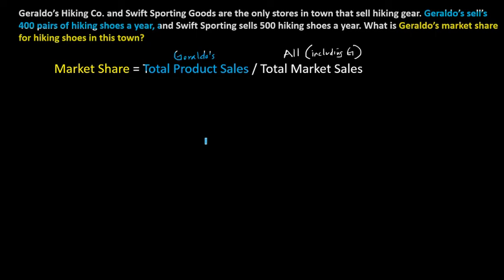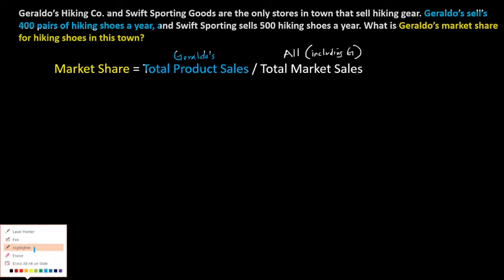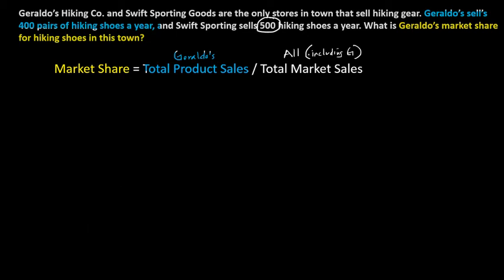We need to divide that by the total market sales. Now it's going to be tempting here to just put in 500 as total market sales. But remember, it's the total market sales including what Geraldo sold. So let's draw our pie again. If Geraldo's and Swift are the only two sellers in town, and let's say this piece of the pie represents the 400 sales that Geraldo made, and this piece represents the 500 pairs that Swift sold, that's our complete pie because these are the only two sellers.